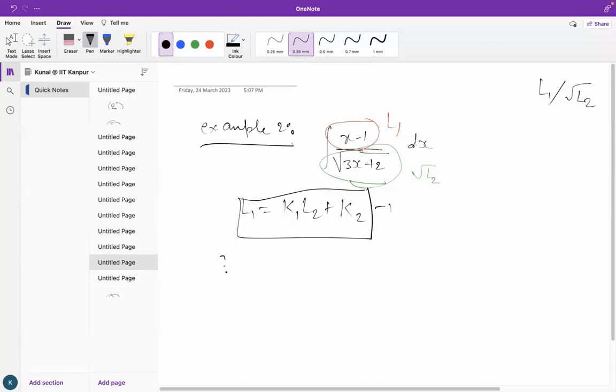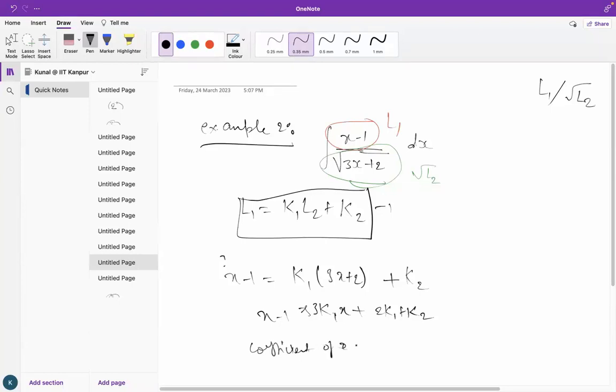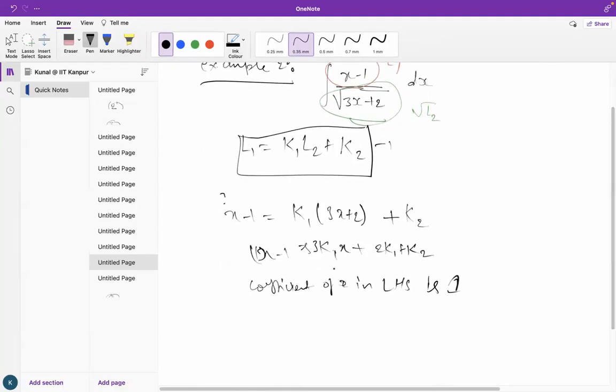So we have to just write x minus 1 in the form of k1 times 3x plus 2 plus k2 and just equate. So what we get, 3k1x plus 2k1 plus k2 is equal to x minus 1. So when we compare LHS and RHS, the coefficient of x in LHS is 1, right? So in RHS, the coefficient of x must be 1. So it will be like 3k1 is equal to 1. So we get the value of k1 which is equal to 1 by 3.